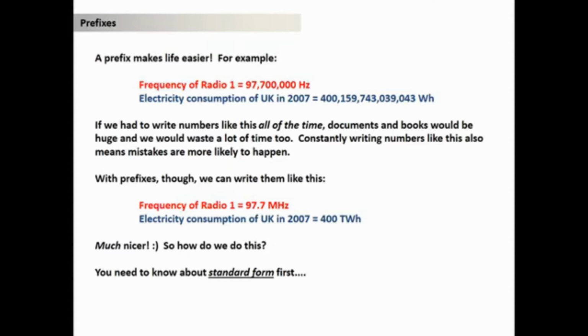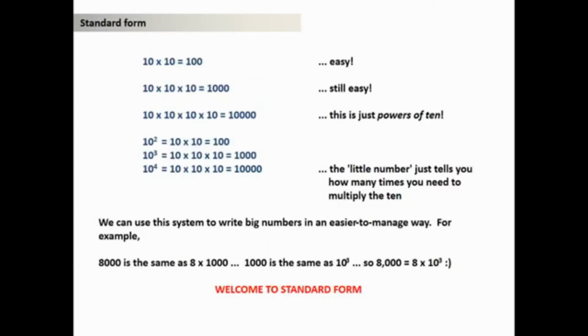With prefixes, though, we can write them like this. Frequency of Radio 1, instead of saying this, you can say 97.7 megahertz. Electricity consumption of the UK in 2007 is 400 terawatt hours. Much nicer and easier, isn't it? So, how do we do this? You need to know about standard form first. We call this standard form. Let's see what a standard form is.